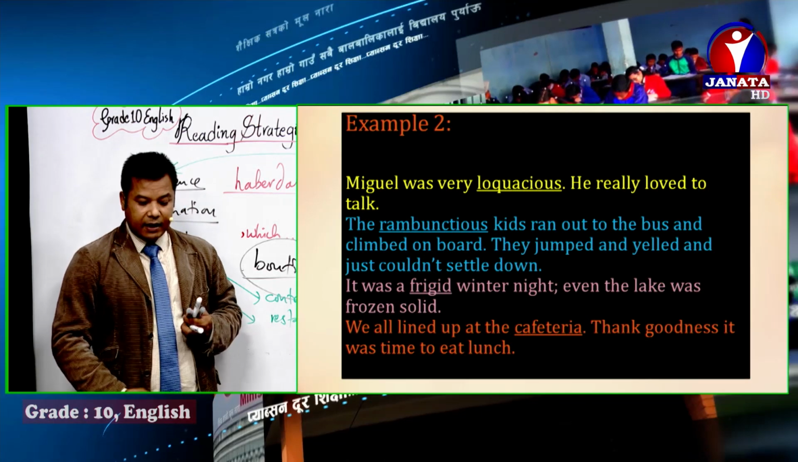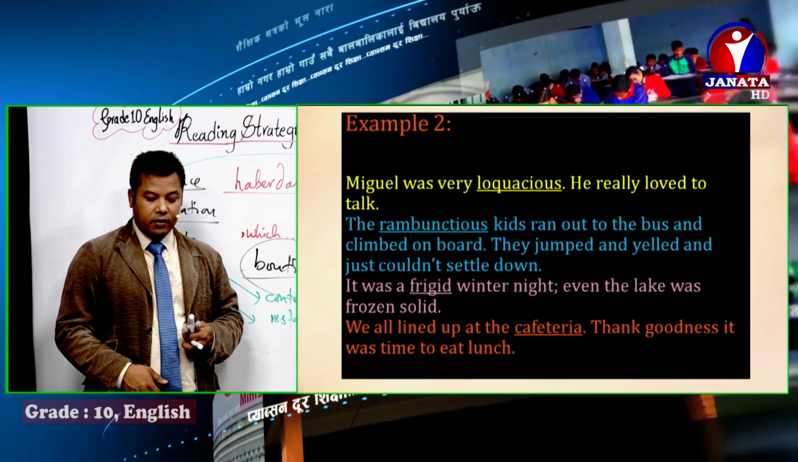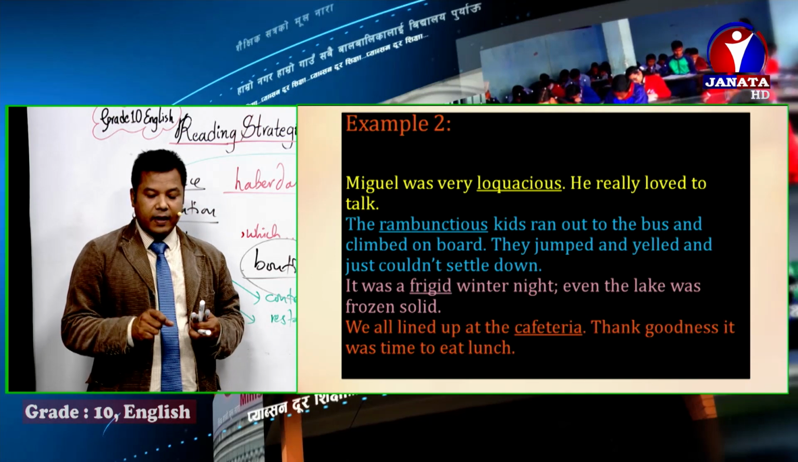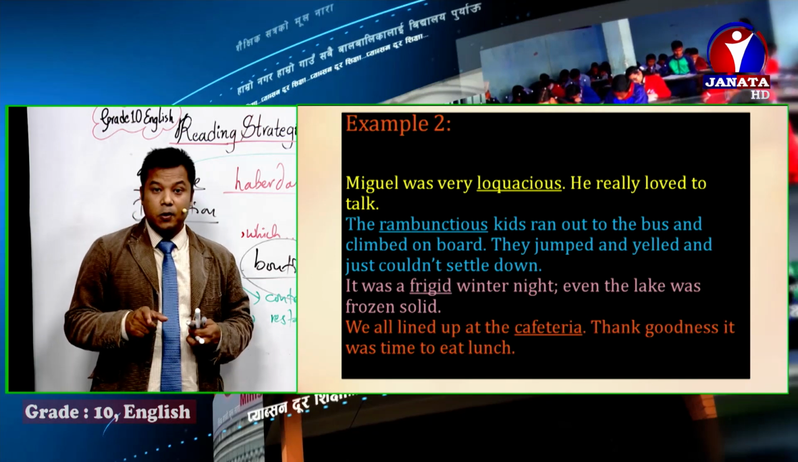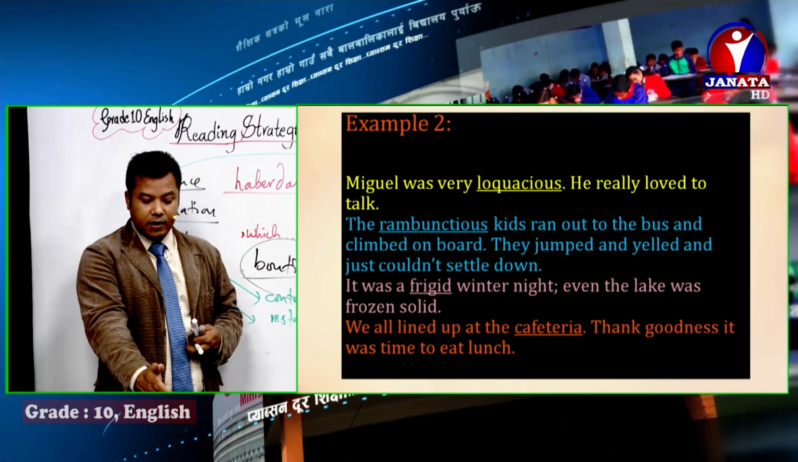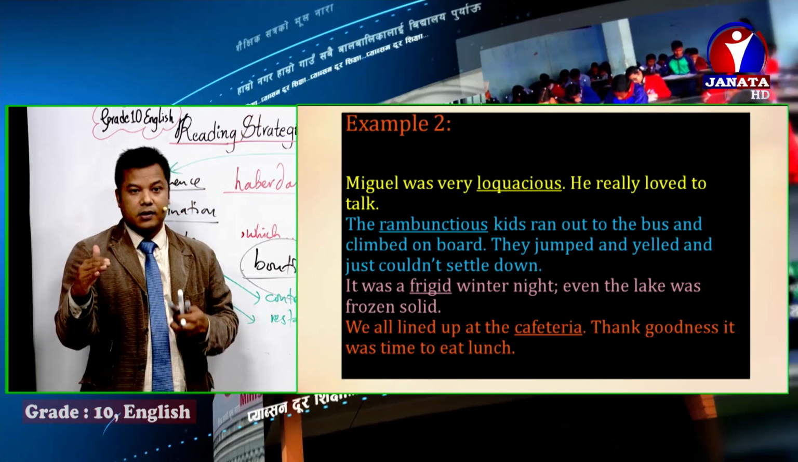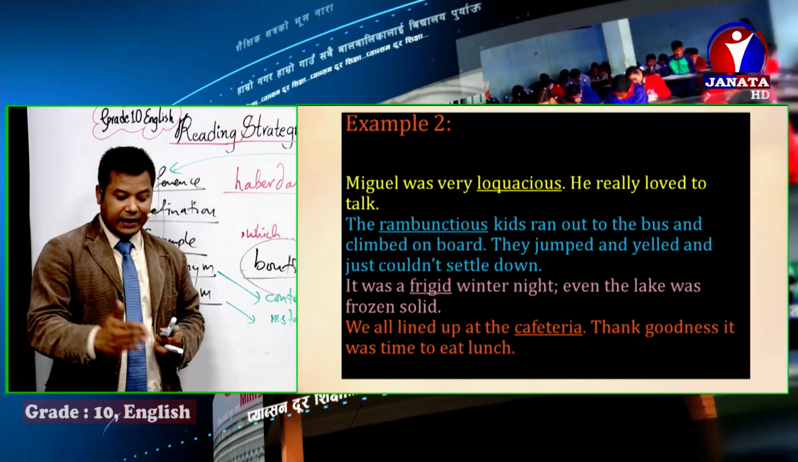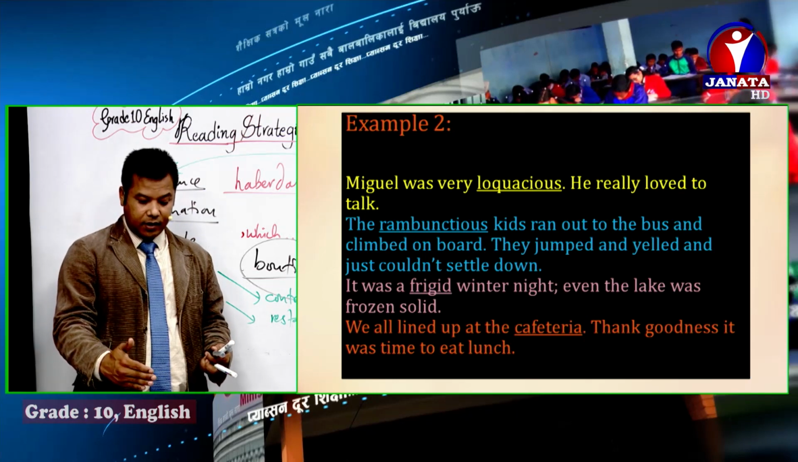If we go with the next example, let's take the first one. Miguel was very loquacious. He really loved to talk. Now, what is loquacious? Restated. See, the restatement you use. He really loved to talk. So someone who likes talking is loquacious.